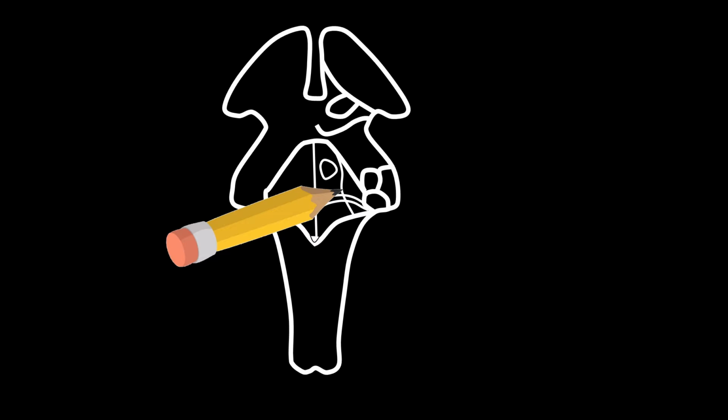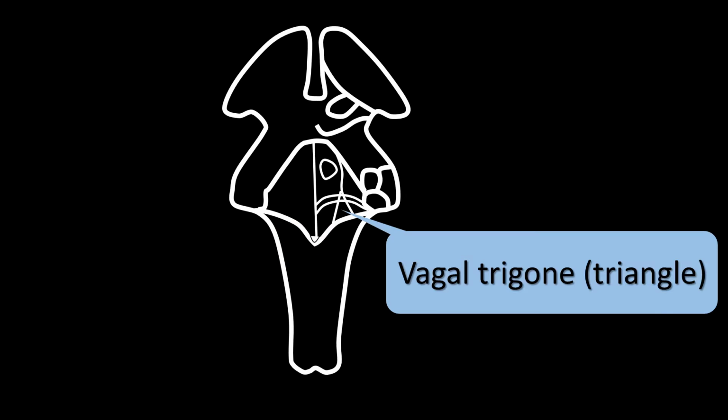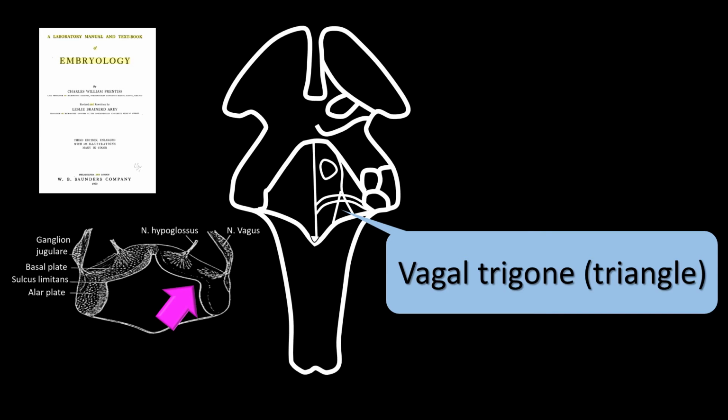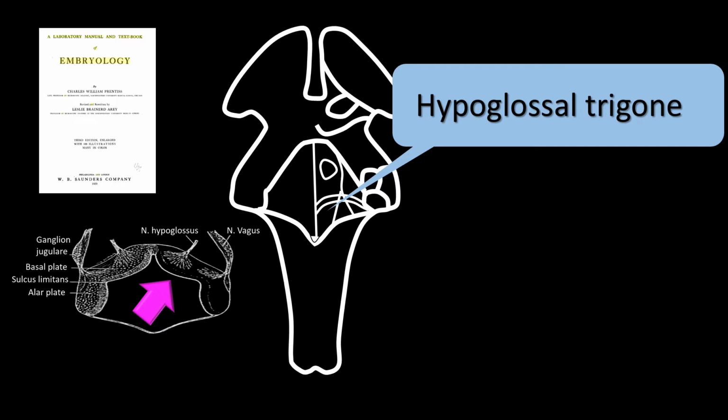Next, we put the pencil at the sulcus limitans just above the stria medullaris and make a line slanted medially. Lateral to it, but medial to the sulcus limitans, is the vagal trigone. Here I have indicated the vagal trigone with an arrow in the same embryologic drawing I showed you before. And medial to it is the hypoglossal trigone, which I am indicating in this frame.